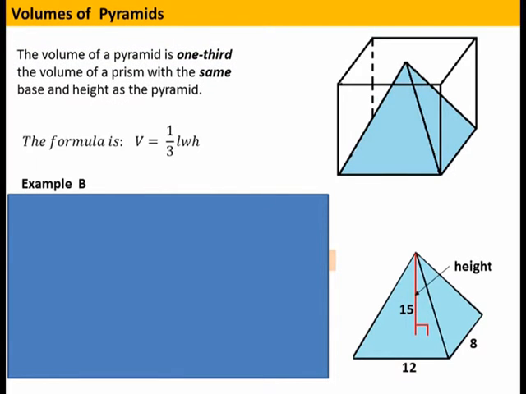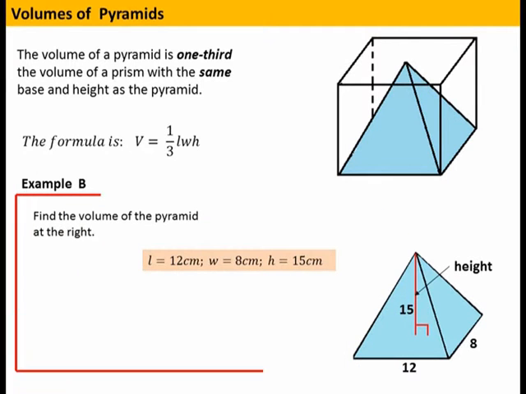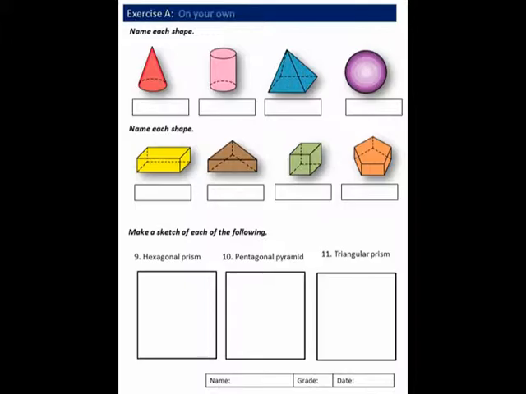Volumes of pyramids. The volume of a pyramid is 1/3 the volume of a prism with the same base and height as the pyramid. Exercise A on your own. Name each shape.